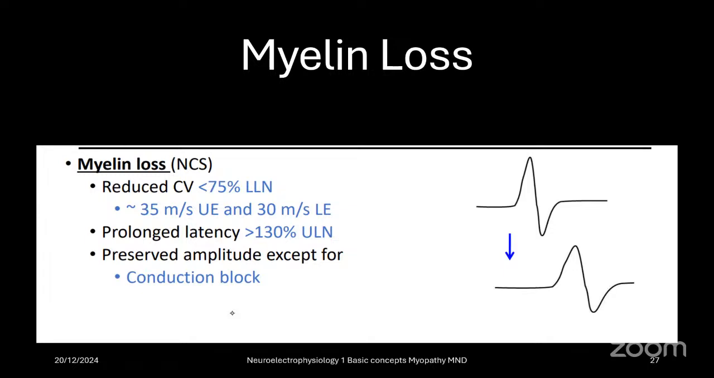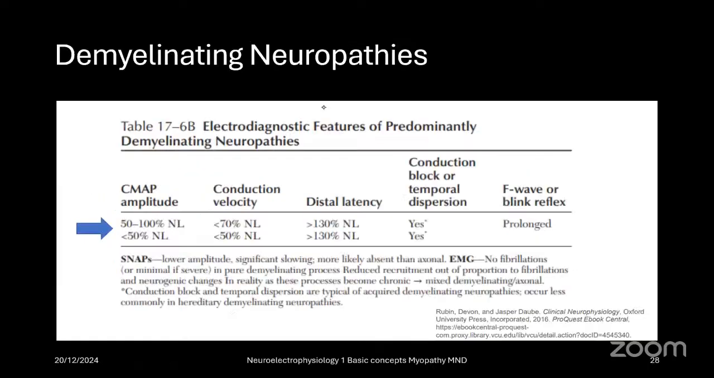The jumping from one node of Ranvier to another is curtailed. So you have a reduction in the upper limbs as well as lower extremities. There will be prolongation of distal latency, and there may be conduction block, then the amplitude may be reduced. So these are the electrodiagnostic features of predominantly demyelinating neuropathies: less than 50% of normal CMAP amplitude.